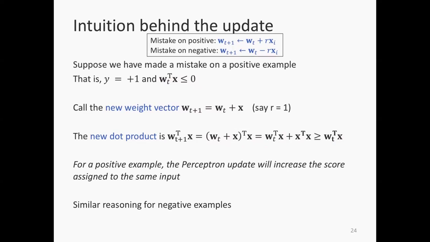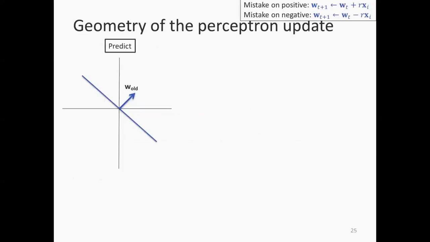If you don't like algebra, let's look at the same thing through pictures. Because linear classifiers have a nice geometry, the perceptron update rule is so simple that it has a neat geometric interpretation as well. Here I'm showing weight vectors that go through the origin. You don't need to, but it just makes the pictures easier to draw. So you have a weight vector. I'm calling that W old.